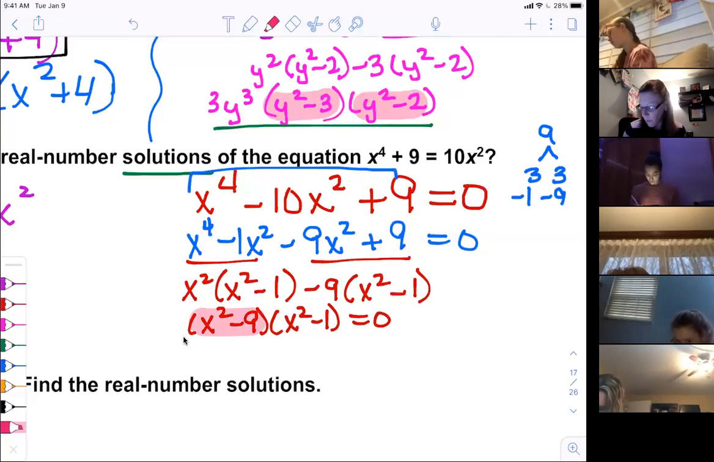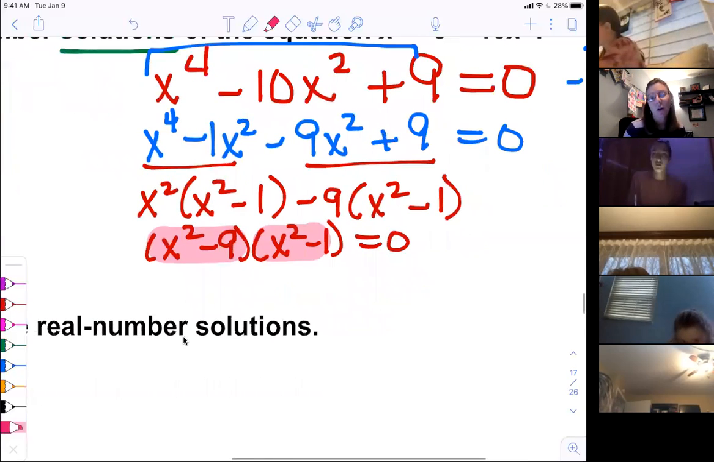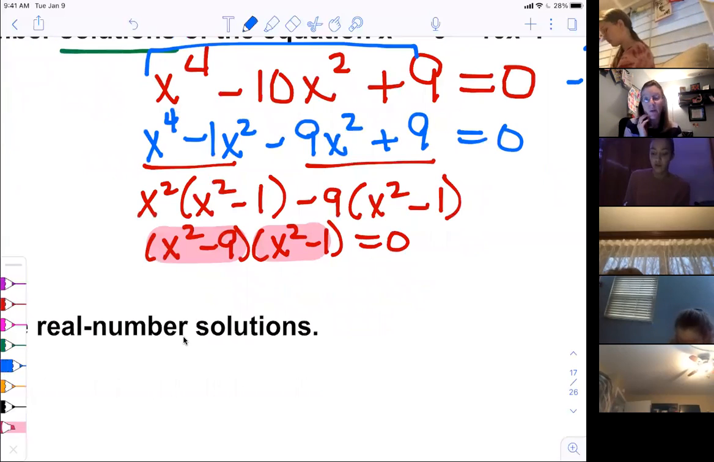So again, before you do anything else, is it completely factored? Lacey, can we factor this any further? Are those parentheses able to be factored further? Yeah. How could you break those down? You could break down the x squared minus 9. Okay, because we can take the square root. So what does that get us? X plus 3 and x minus 3.